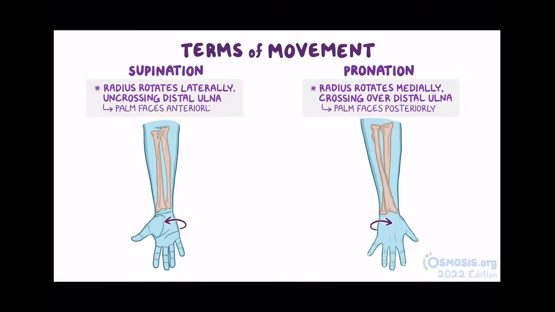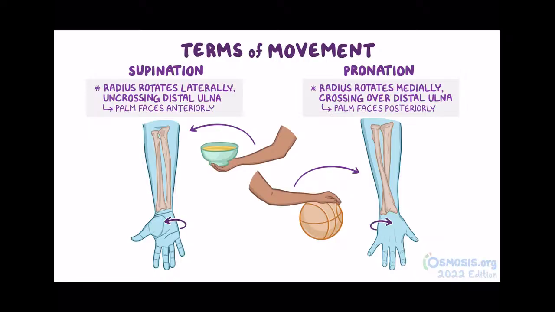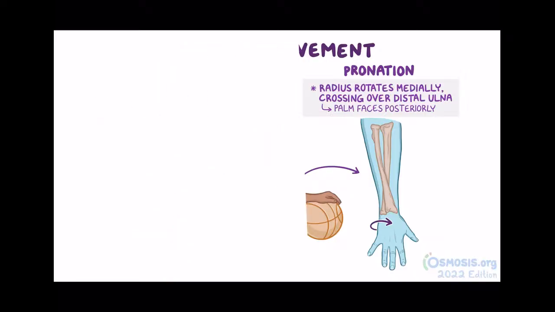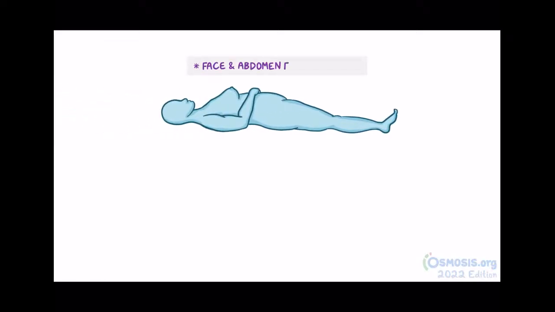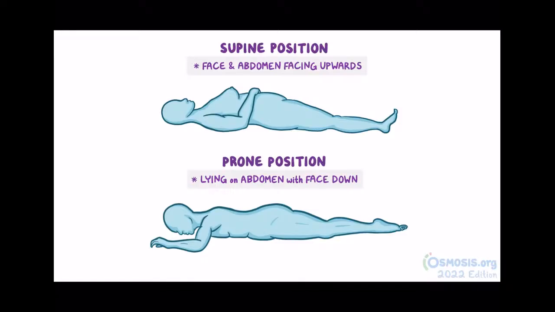faces anteriorly. A helpful way to remember these movements is that to hold a bowl of soup, we need to be in a supinated position, while to dribble like a basketball pro, we need to be in a pronated position. Similar terms are used to describe the direction and position of a person when lying horizontally. So when a person lies on their back, with their face and abdomen facing upwards, they're in the supine position. On the flip side, literally, when a person is laying on their abdomen with their face down, they're in prone position.